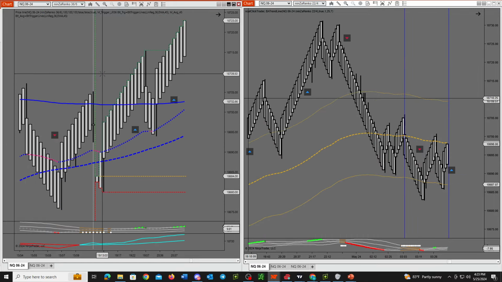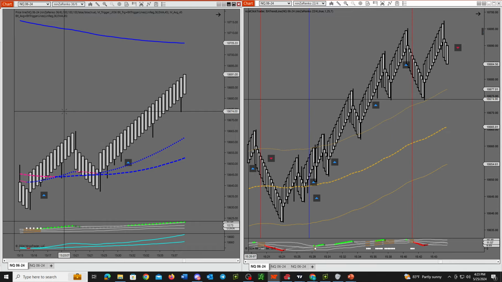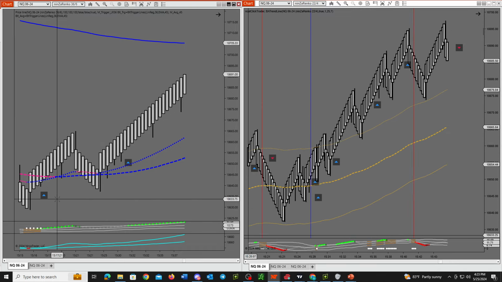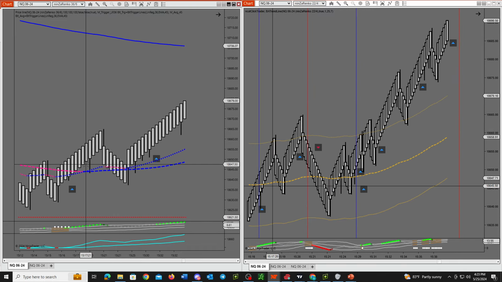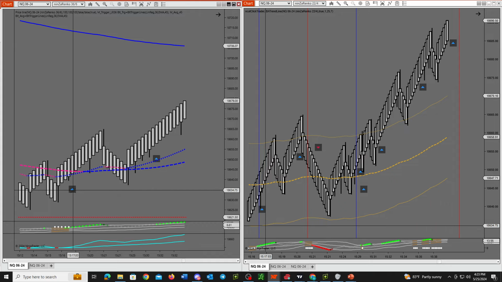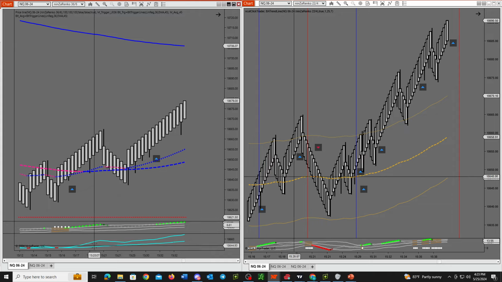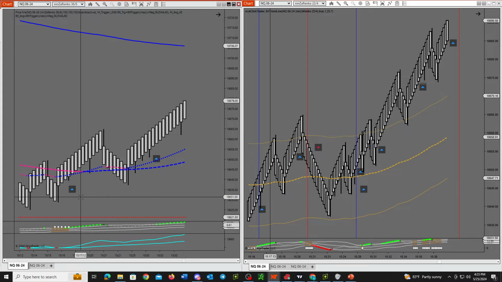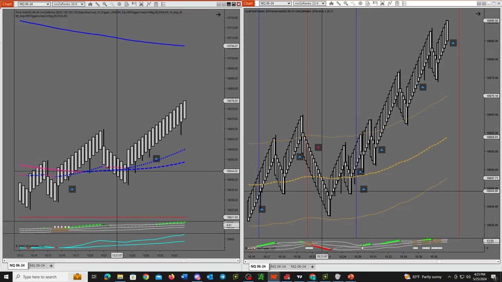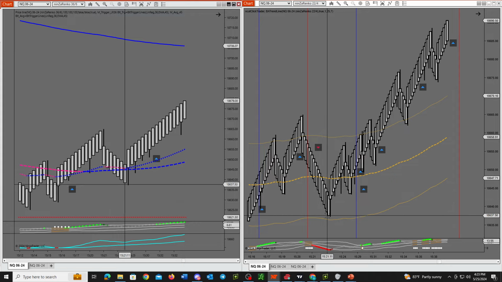I was trying to find one that really shows, yeah, like right here. Here we go. All right. So we get a crossing. We get the up triangle. We're all blue down here, so everything's set to go up. Deep pullback. I mean, look at the pullback. It comes all the way through the 216, but doesn't cross outside the channel. So 3 bars up plus a tick.